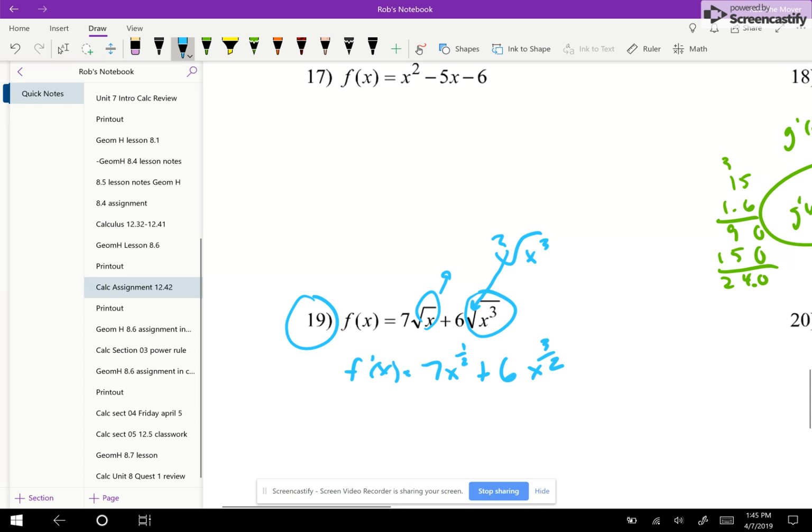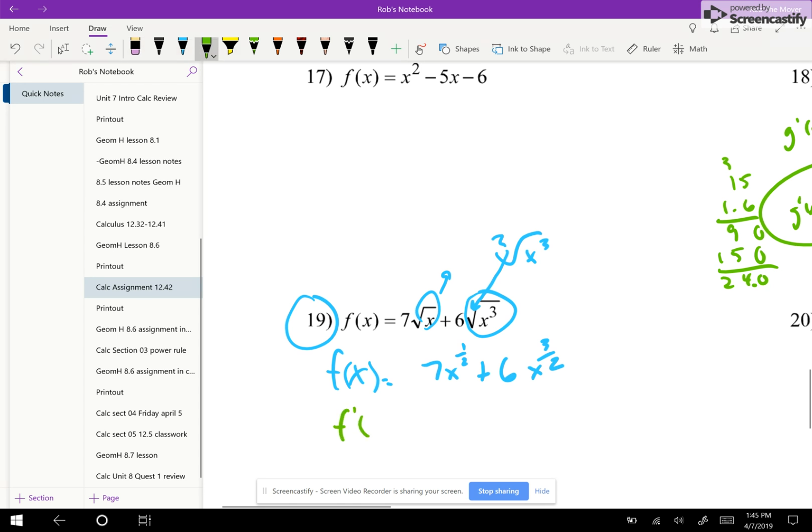Now that is not f prime. I made a mistake. It's not f prime. I haven't found the derivative yet. I just changed the way f of x looks so I could use the power rule. Now I want to find the derivative.